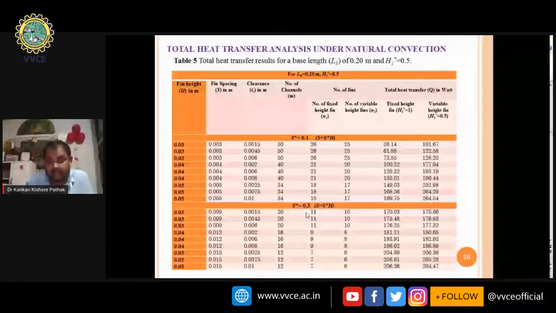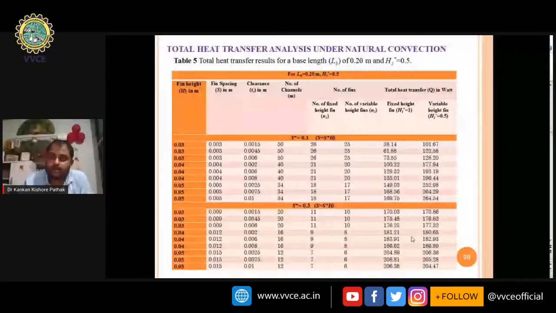The heat transfer enhancement is not so large, but it is the same. If it is the same, then we can also use the 0.3 fin spacing, and the variable height fin can be used in case of 0.1 as well as 0.3. So we can get effective results from this fin spacing. However, it is recommended to use it in case of the lower fin spacing.